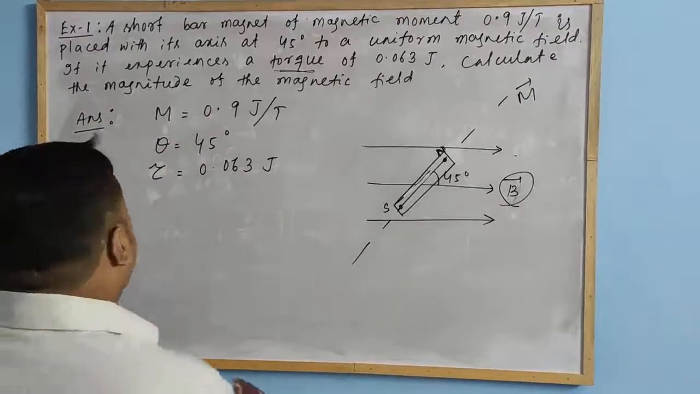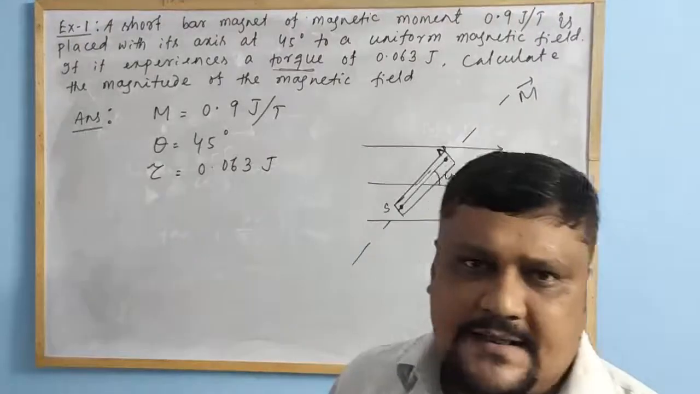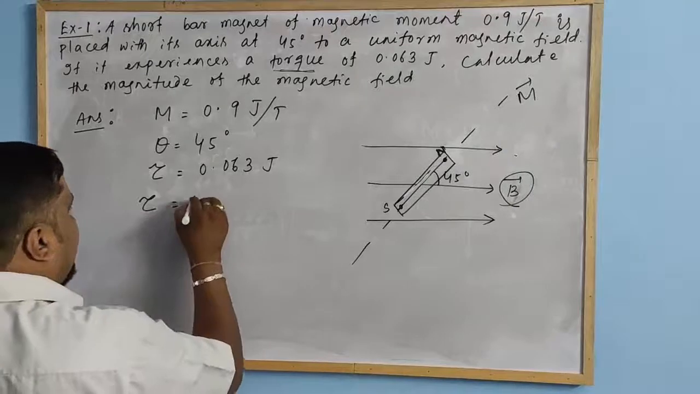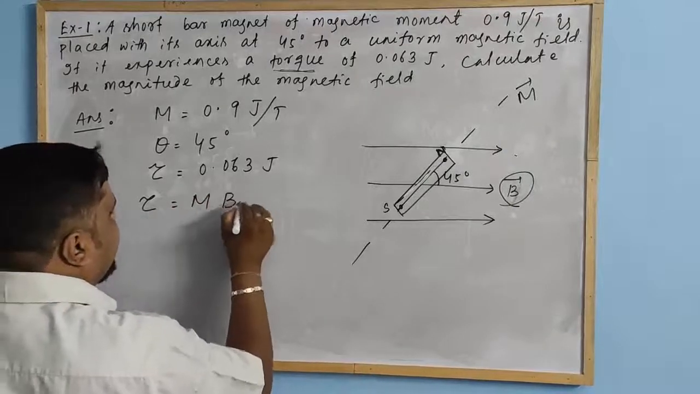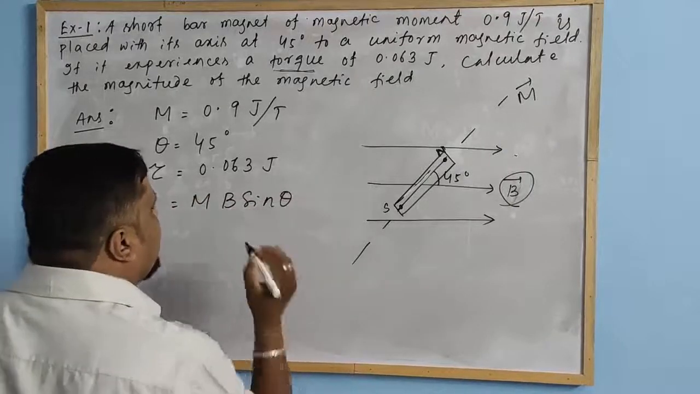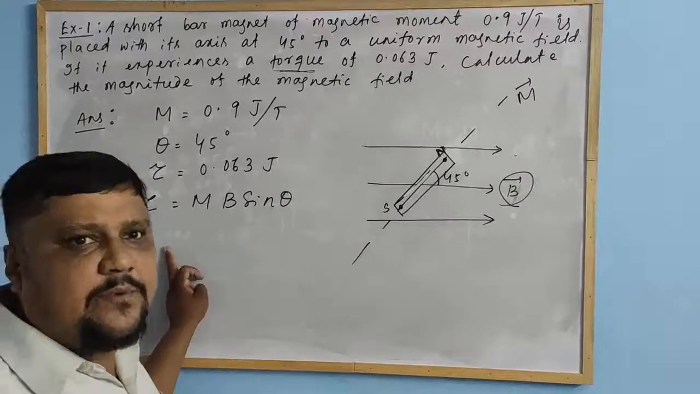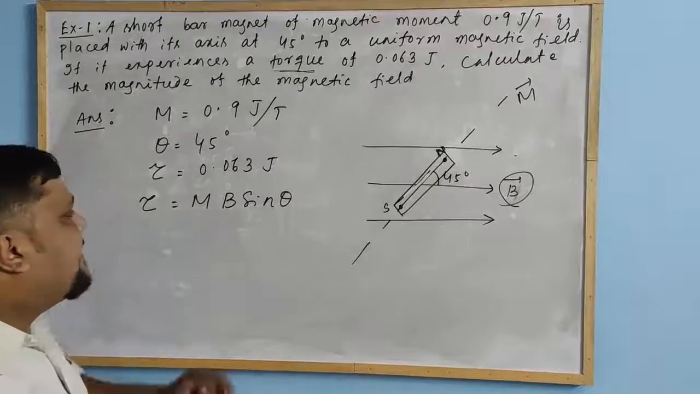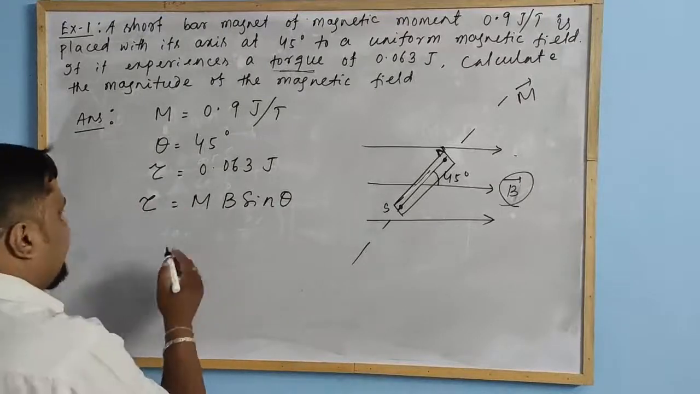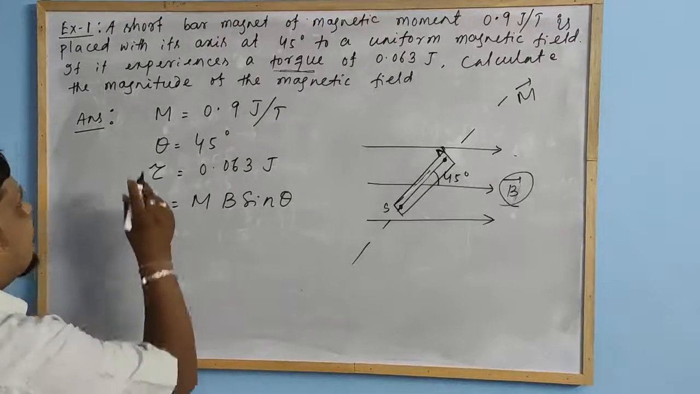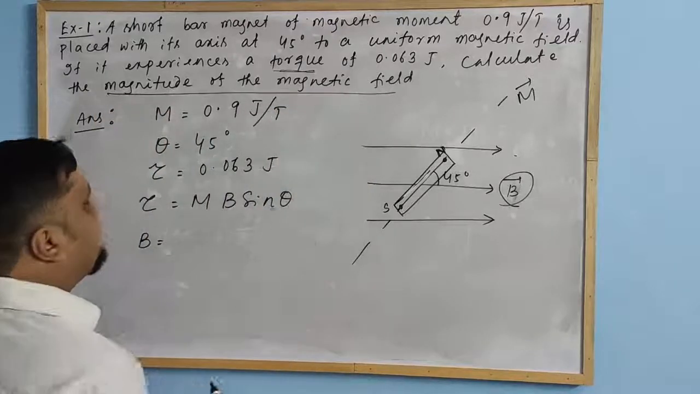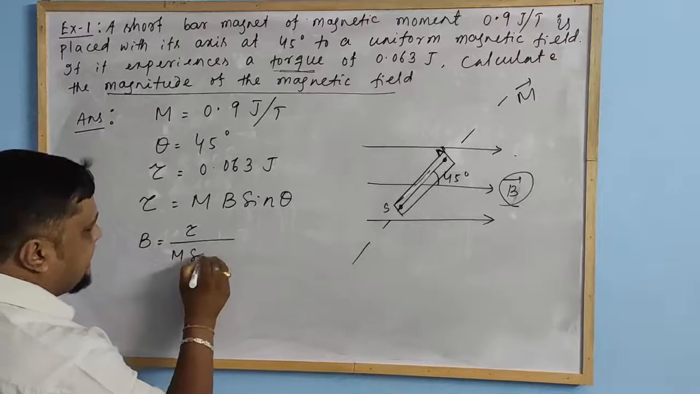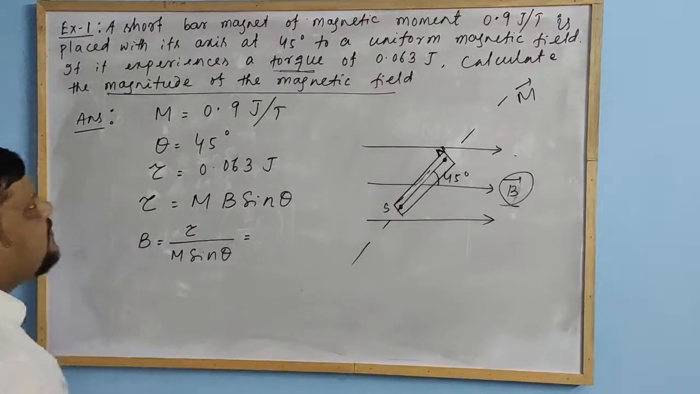So now you come to your formula. What is the formula for torque tau? Tau is equal to M B sin theta. Tau is the torque acting on a dipole. Tau is equal to M cross B, the cross product of dipole moment and magnetic field. From here, your B is equal to, it is asked about the magnitude of the magnetic field. B is equal to tau by M sin theta.